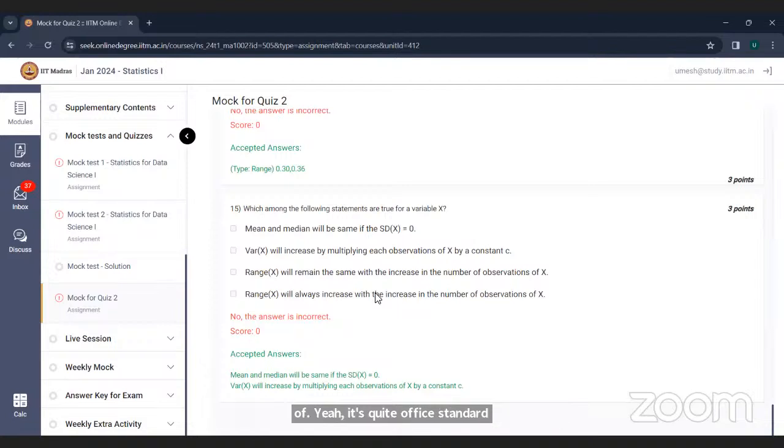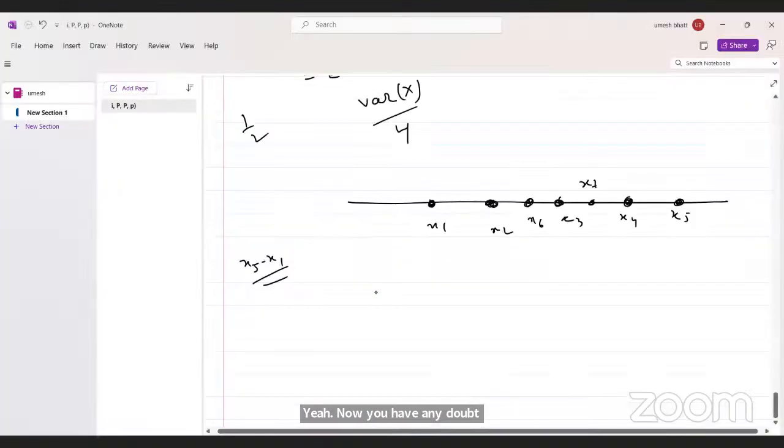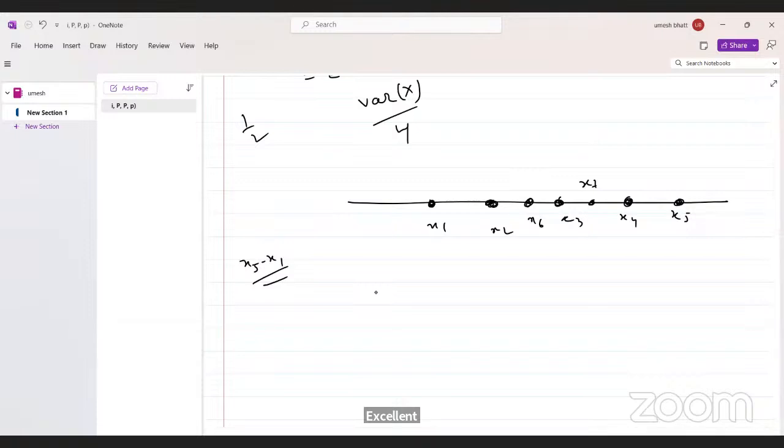In that case, if I multiply each observation by x, the variance is itself 0, assuming the standard deviation is 0. So as you can see, all these options are different questions. Do you have any doubt about the second option? Sir, I didn't quite get the last option.